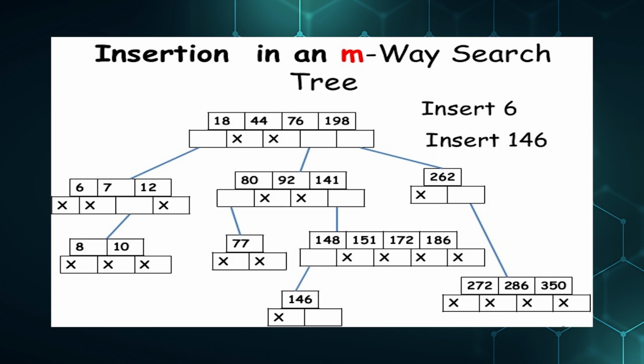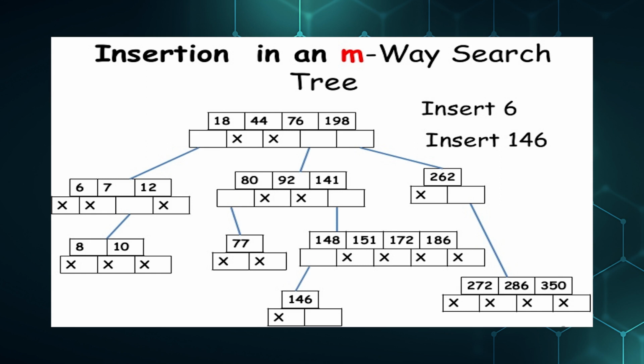But the problem is, here we are having a space. Space is not an issue. In the previous one, space was an issue, but here we have space because 80, 92, 141, only 3 items are available, only 3 keys are available. Definitely we can connect a new item as a right neighbor of 141 in the form of 146.